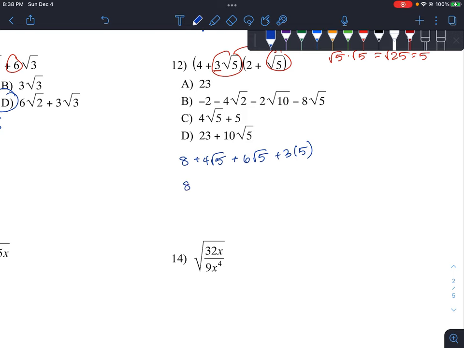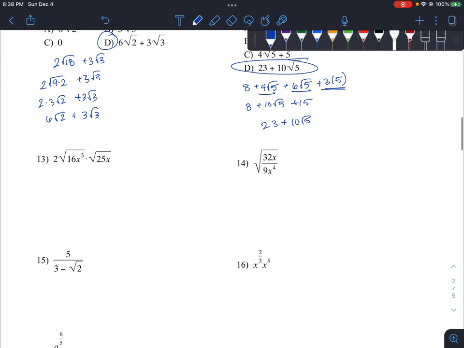Okay, so I have 8. And because these are like radicals, because they're both square roots of 5, I'm just going to add the coefficients. So plus 10 square root of 5. And then plus 3 square root of 5. Again, I have, oh wait, that's not going to be a square root of 5, just kidding, that's going to be 15 right there. So plus 15, but then I could add those together, and then that's going to be 23 plus 10 square root of 5. Looks like that's my option D.